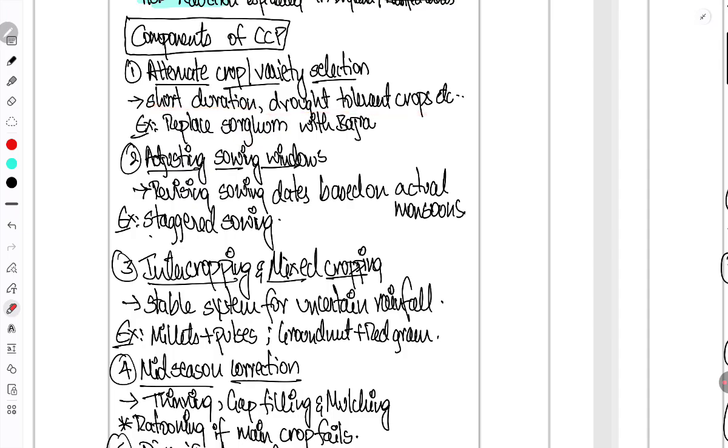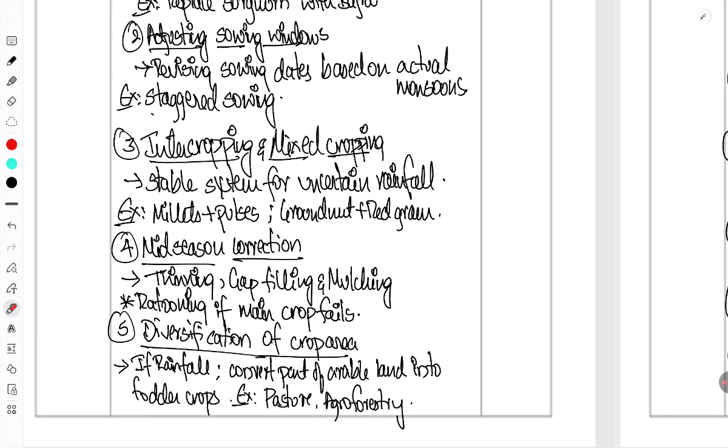For example, we replace sorghum with bajra. Next, adjusting sowing windows: we will prepone or postpone, that is, revise the sowing dates based on the actual monsoon, like staggered sowing. The third one is intercropping and mixed cropping. It acts as a stable system for uncertain rainfall areas. The major intercropping we can generally write includes millets and pulses, and groundnut and red gram.